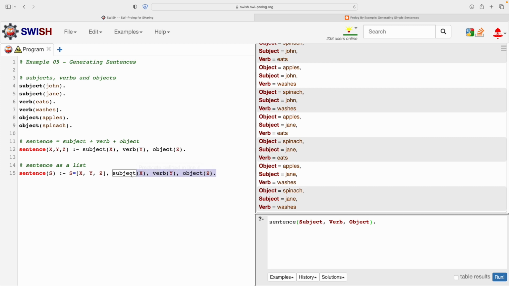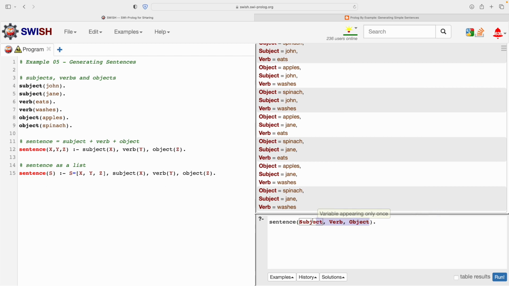Let's start with the familiar thing. This is exactly the same as what we had before. X is a subject, Y is a verb, Z is an object. Those things have to be true. But what also has to be true is that S is a list. So S is open bracket, close bracket, consisting of 3 things, X, Y, Z. And X is a subject, Y is a verb, and Z is an object. All of these things have to be true at the same time. And if they are all true, then S is a well-formed sentence where S is a list.